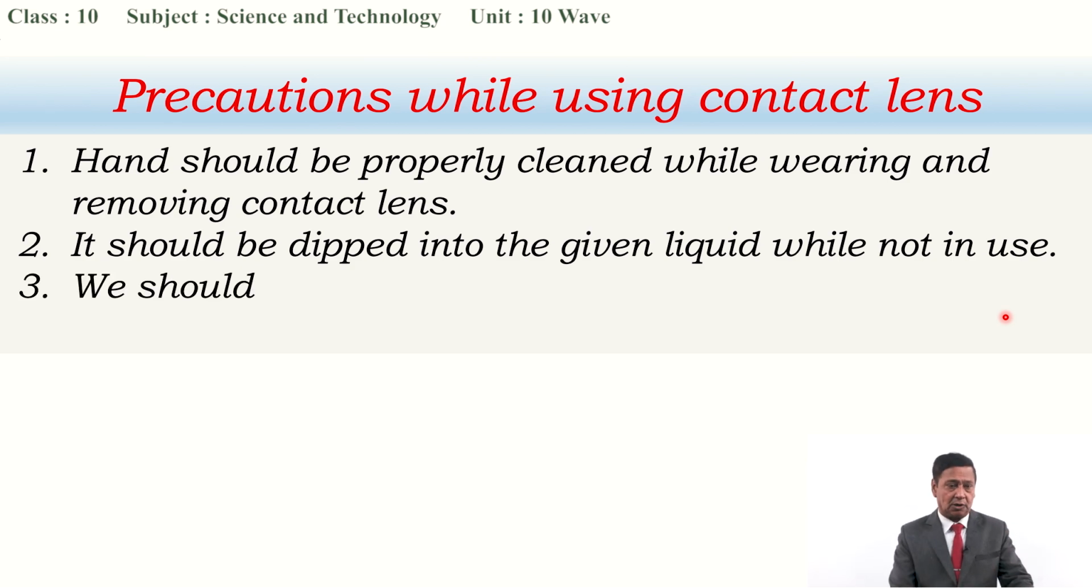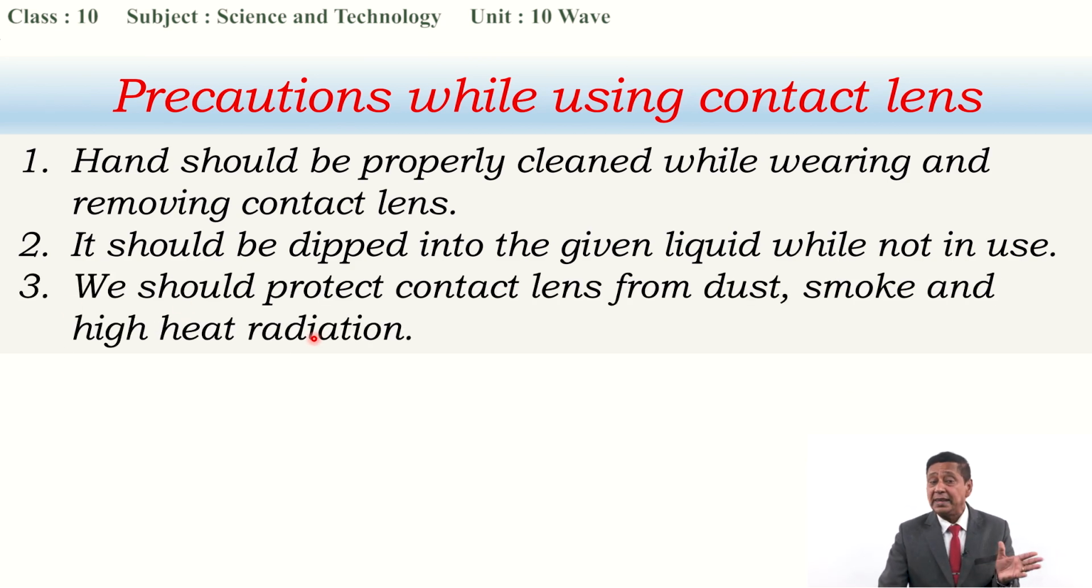Okay, now let's talk about another precaution. We should protect contact lens from dust, smoke and high heat radiation. If there is dust in the air, and it enters our eye, and if it enters in between the contact lens and cornea, then a scratch may occur. It will scratch the cornea. And smoke also consists of very small solid particles. It will also damage the cornea and it will also damage the eye.